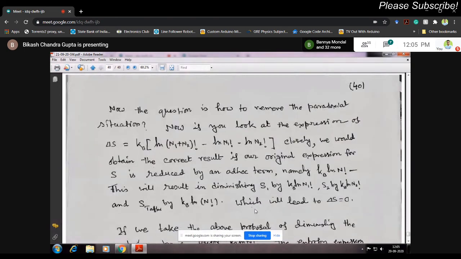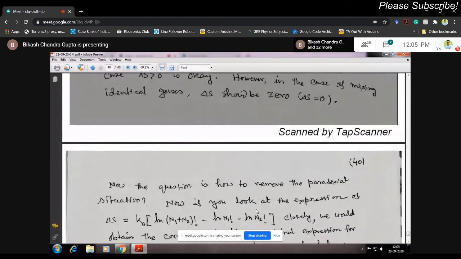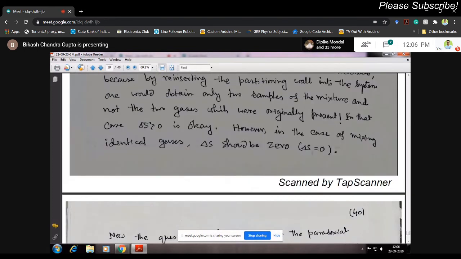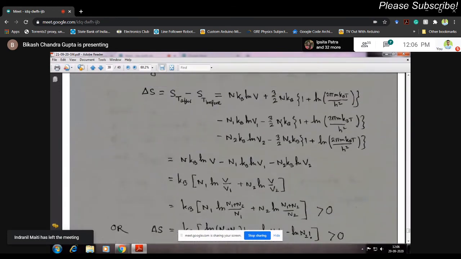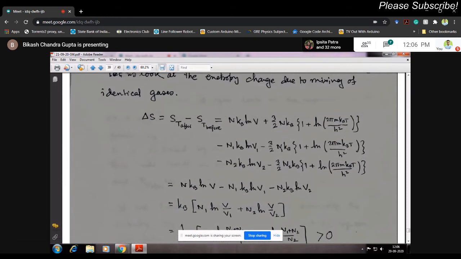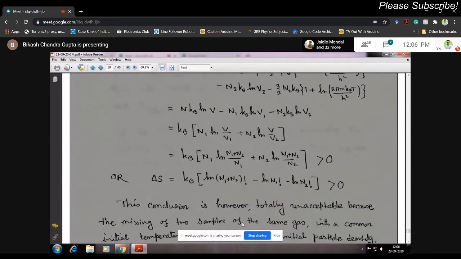Now, if you analyze this, there is something wrong, right? There has been something wrong. What is that? Now the question is how to remove this paradoxical situation. If you look at the expression, delta S was k ln N factorial, right?